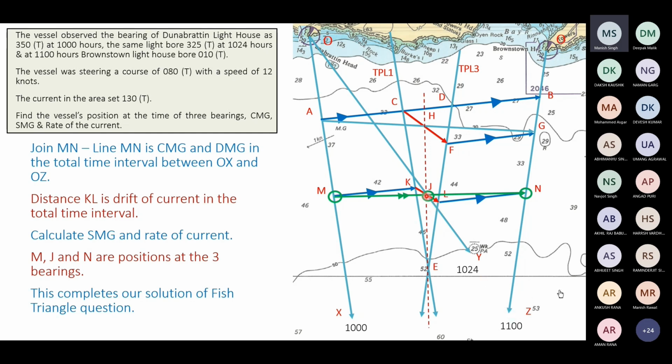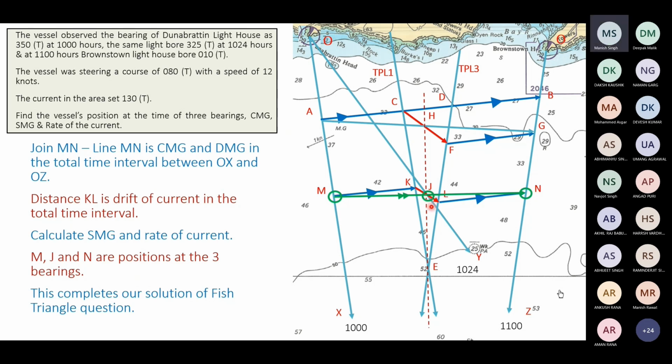Now, if you look carefully, the first triangle which we have, Mike, Kilo, Juliet, is the triangle for the first 24 minutes, 1000 hours to 1024 hours. Mike to Kilo is my CTS vector for 24 minutes. Kilo to Juliet is my current vector for 24 minutes. And Mike to Lima is my CMG vector for 24 minutes.